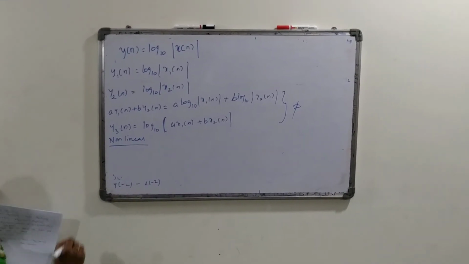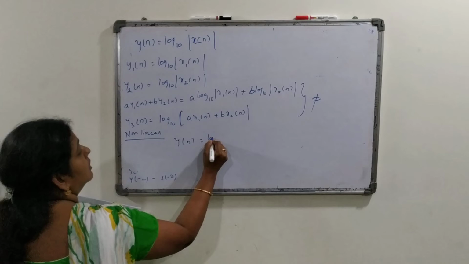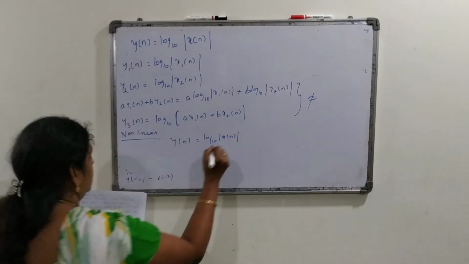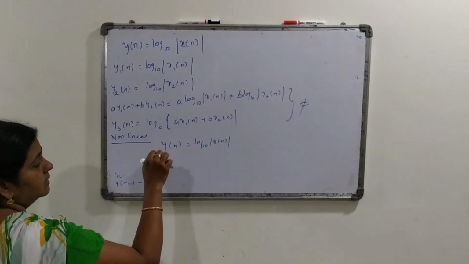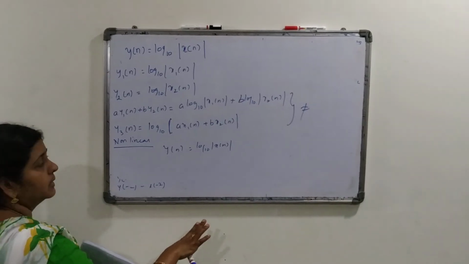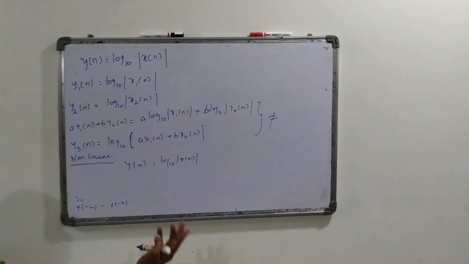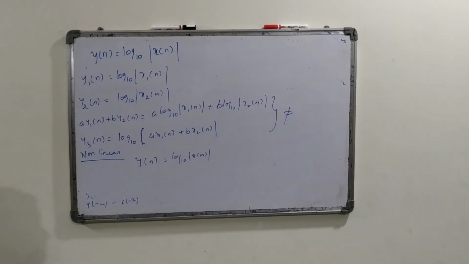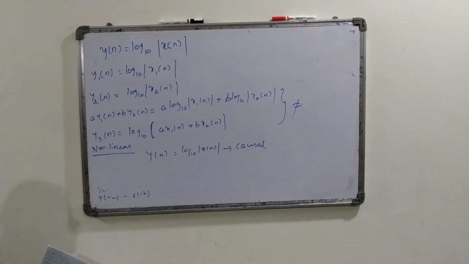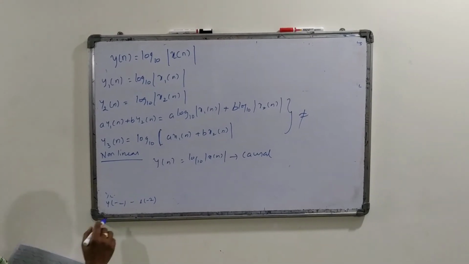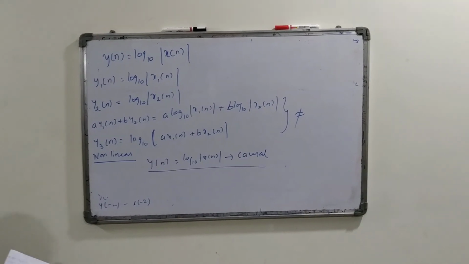Now the next one: y of n is equal to log 10 mod x of n. What is happening here? For every value of n you give, it is only the present value which is showing. If it is 1, it is 1; if it is 2, it is 2; if it is 0, it is 0. That means it is causal. At no cost is the output depending on future values, so it is a causal system. So non-linear causal.